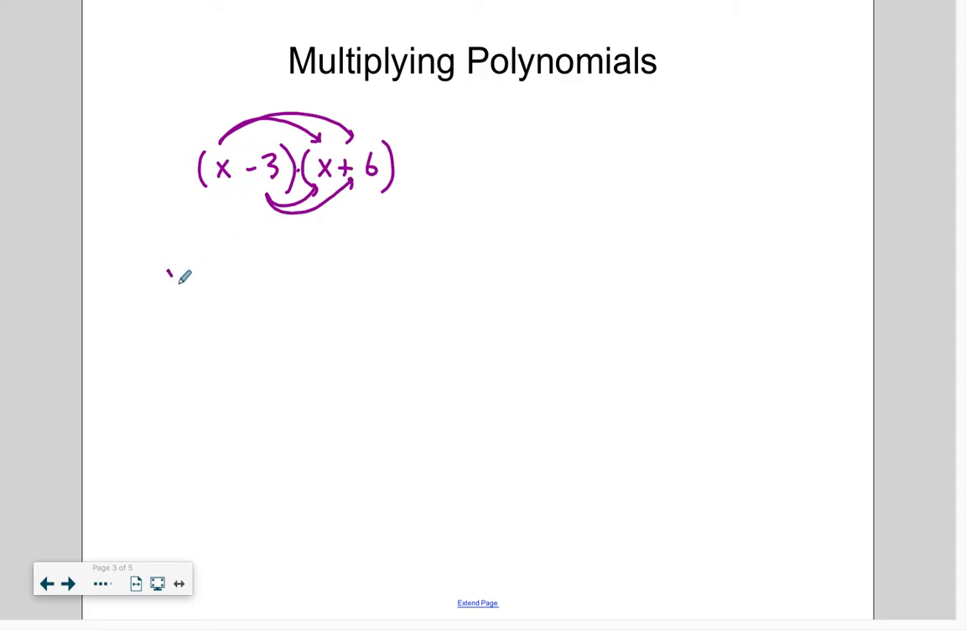X times x is x squared. X times 6 is plus 6x. Negative 3 times x is minus 3x. Negative 3 times 6 is minus 18. Okay, we have multiplied correctly. We have not added like terms. You'll end up with x squared plus 3x minus 18 in its final multiplied form.